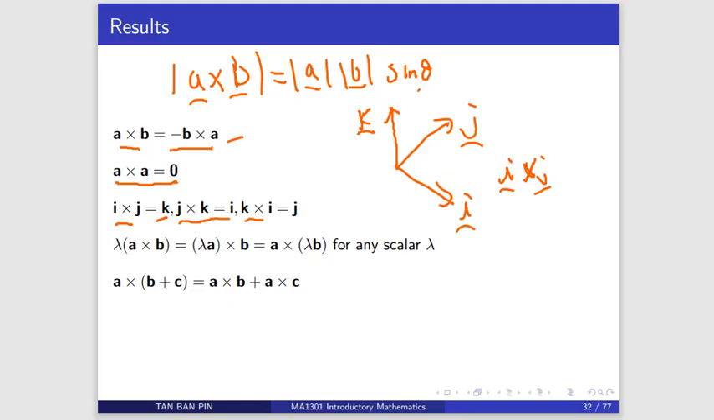If you consider lambda of A cross B, you'll find that the answer will be the same as lambda A cross B or A cross lambda B for any scalar lambda. And you can also expand out like this. A cross, it means A vector product B plus C. It's just the vector product A and B plus vector product A and C.